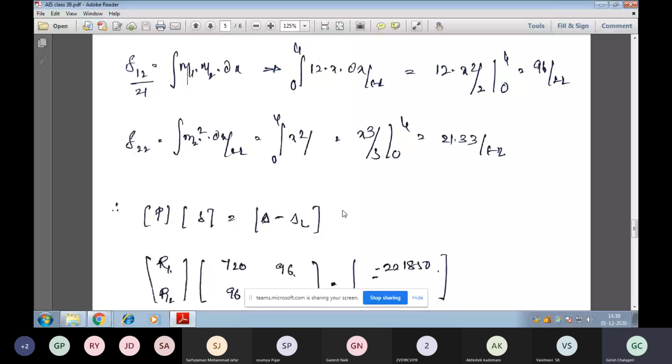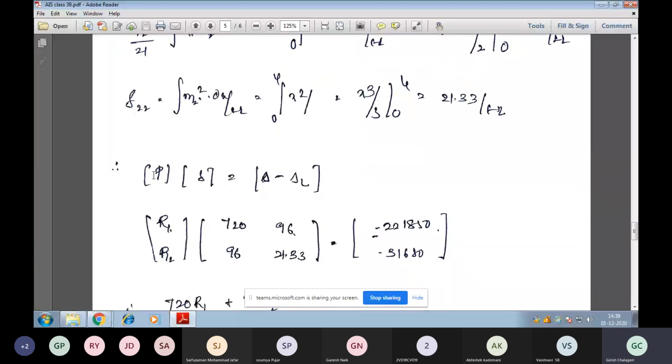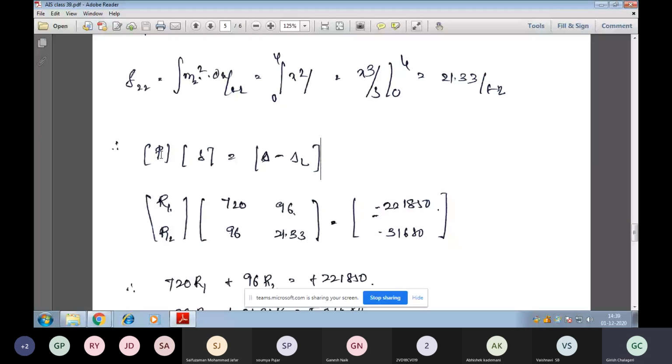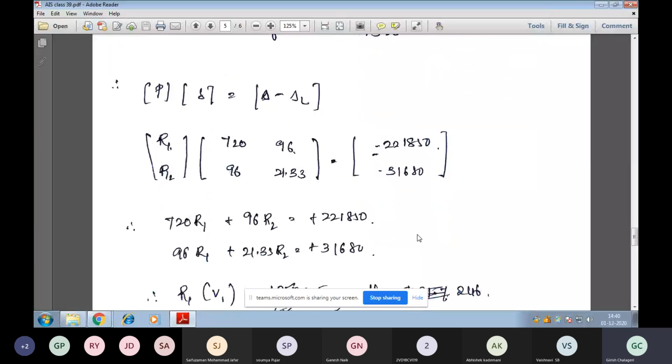Once we get the small delta and the delta values, substitute all of this in the flexibility matrix equation, that is the compatibility equation, that is P into small delta is equal to delta minus delta L. So P is the unknowns, vertical force and horizontal force. Delta is 96, 21.33, delta is 0, minus of 2,21,850 for delta 1L, and delta 2L is 31,680.